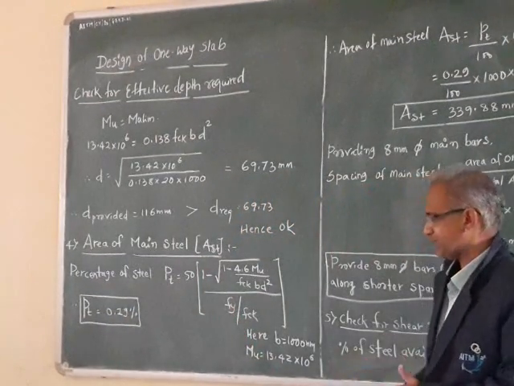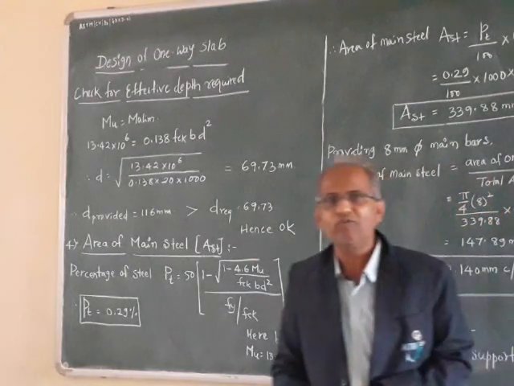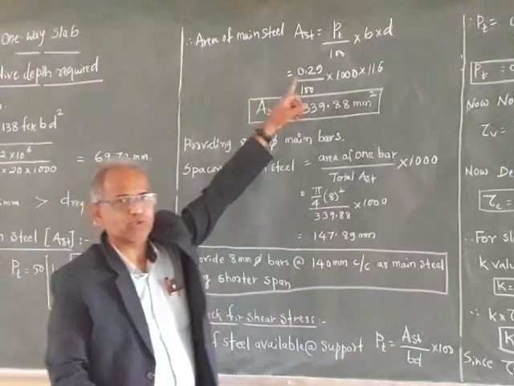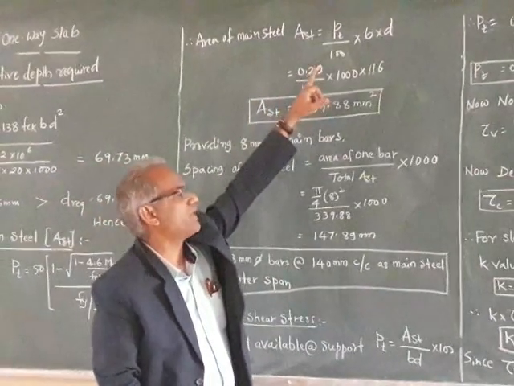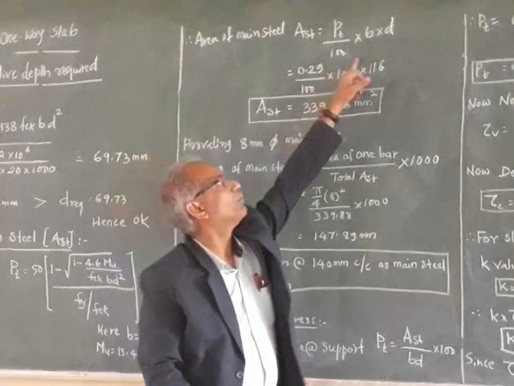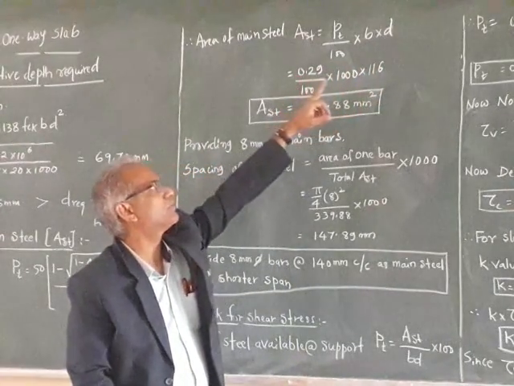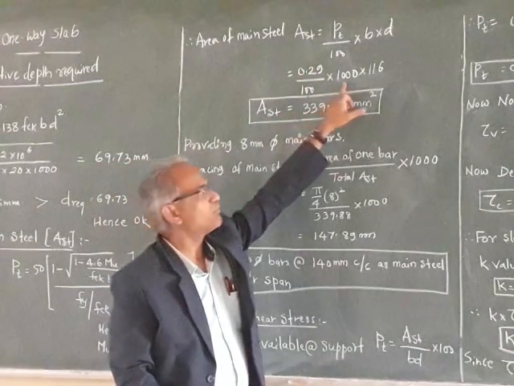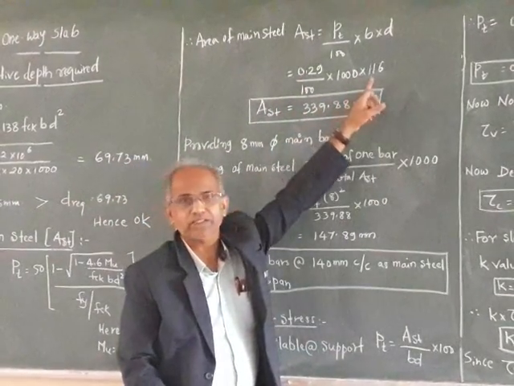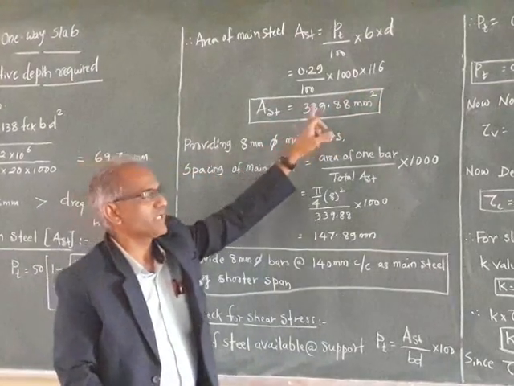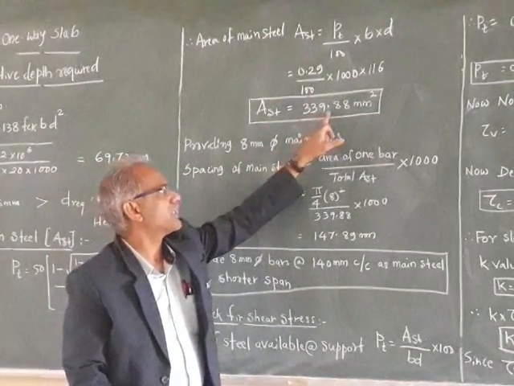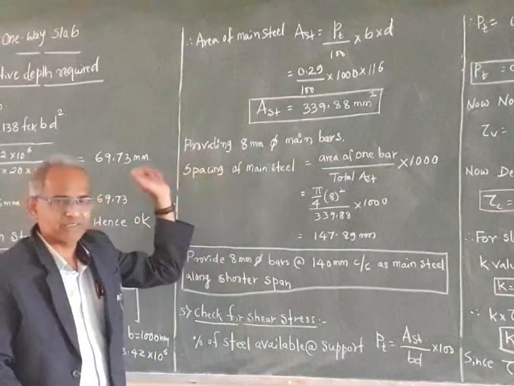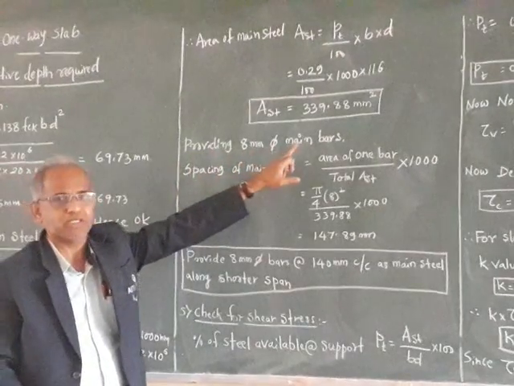So once you get the percentage, then calculate the area of main steel. Therefore, area of main steel Ast is equal to percentage, that is pt divided by 100 into b into small d, remember b into d. So 0.29 pt divided by 100, b is 1000 mm, d is effective depth 116. So area of steel required is how much? 339.88 mm square.